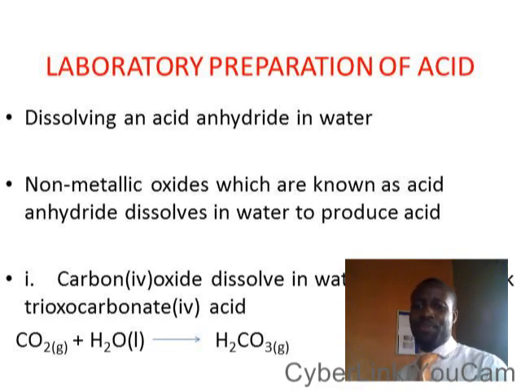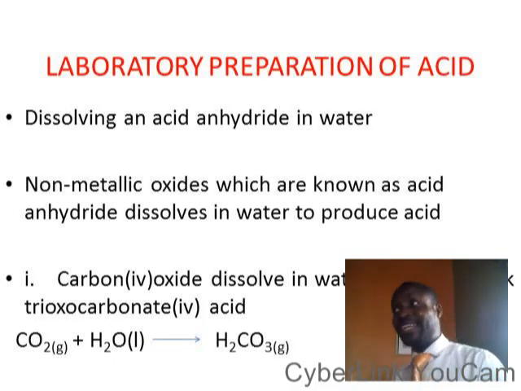See, very important. Acid can be prepared in various ways, and we shall be looking at these ways. Number one of the ways is by dissolving acid anhydride in water. You may not know what acid anhydride is. I will do another video on that. Better still, acid anhydrides are the oxides of nonmetals.